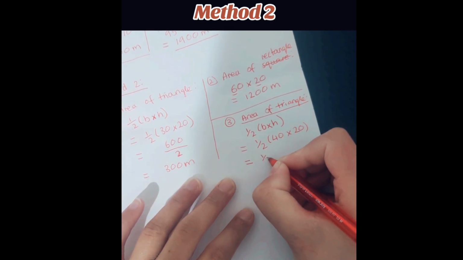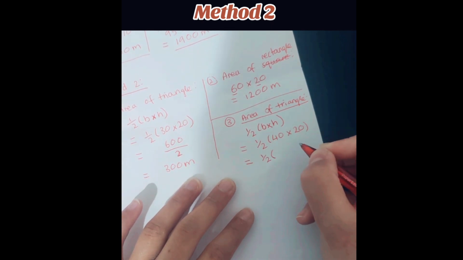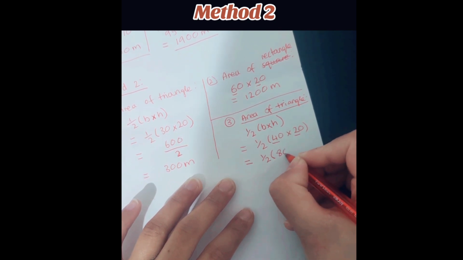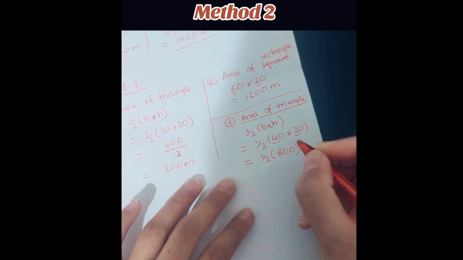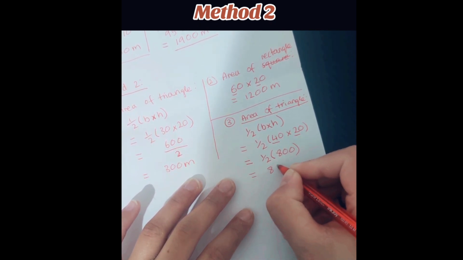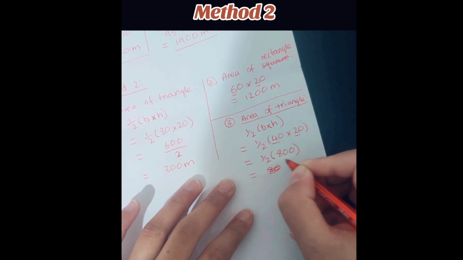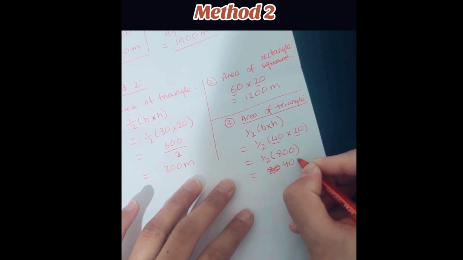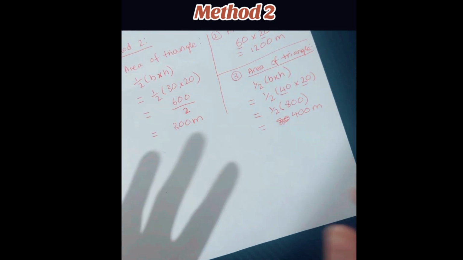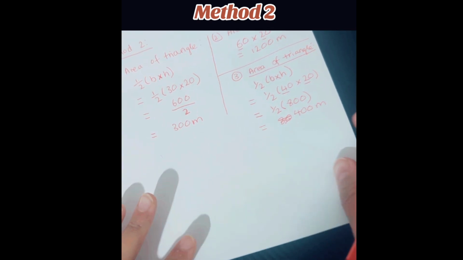So let's do what's in my brackets first. 40 times by 20. Again, we can just do 4 times 2 is 8. Stick the 2 zeros on at the end. That's the good thing about multiplying with powers of 10. And then divide that by 2. So that gives me 80. Not 80. 800 divided by 2 is 400. Okay. Meters again.